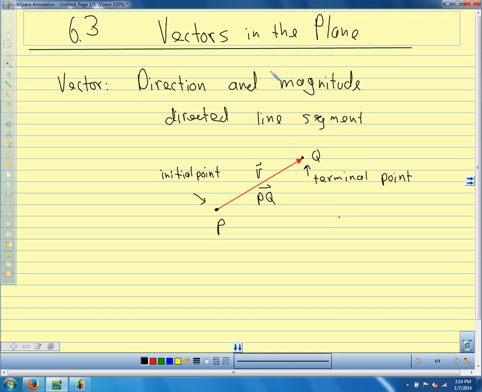The magnitude of the vector is the length of the vector. So if we have a vector and it starts at point P and ends at point Q, how would we find the length of that vector? What would we do to find the length? Distance formula. We find the magnitude by using the distance formula.